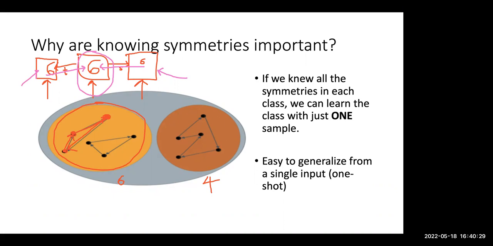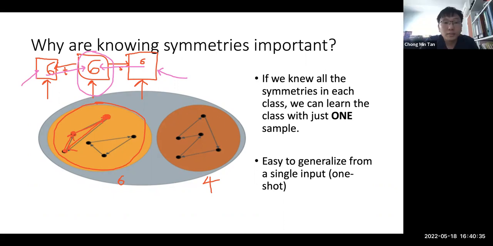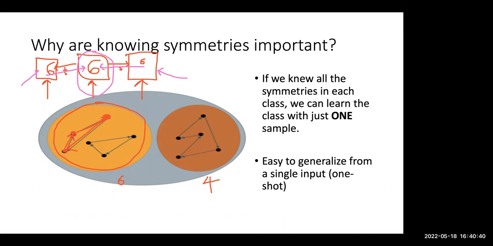But you haven't addressed how, if we know all the symmetries in the class, you can learn from one sample, right? Based on what you're drawing, it's okay. I can buy the idea that you require maybe less data, but how does one data point come in?